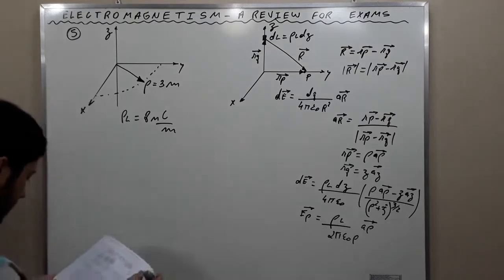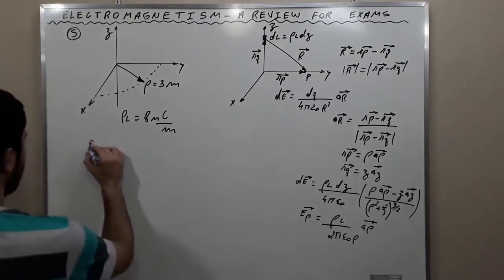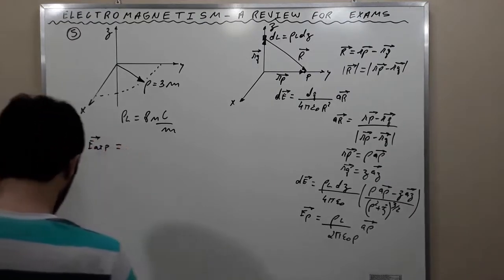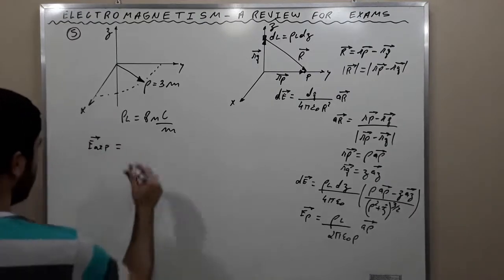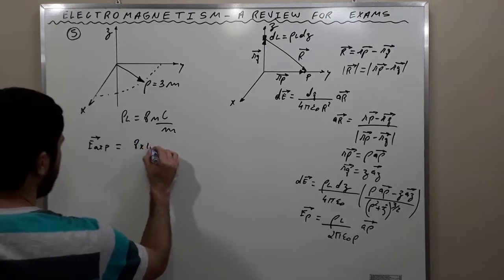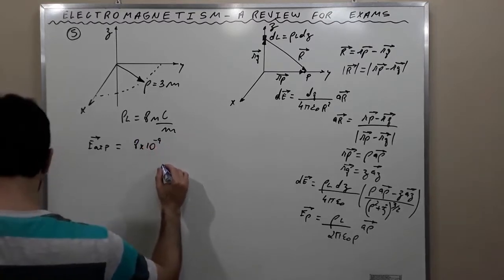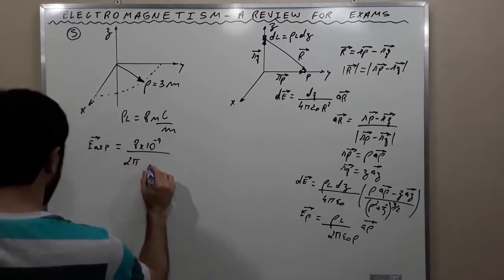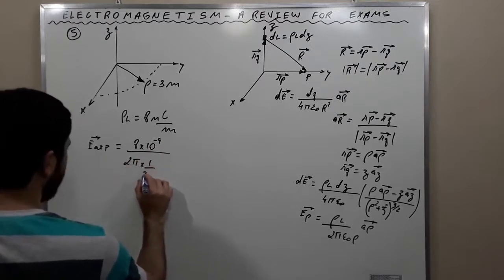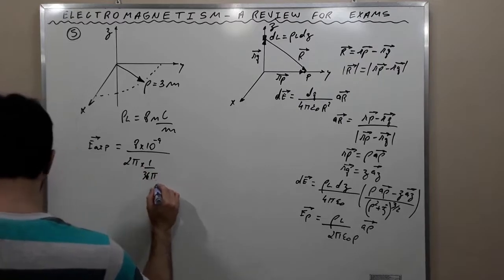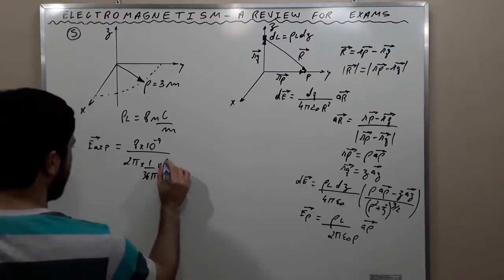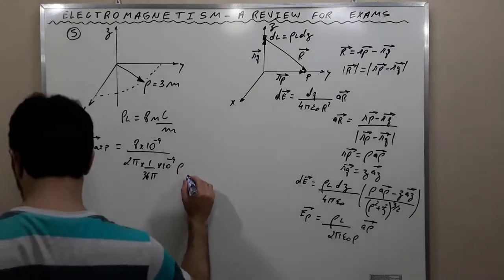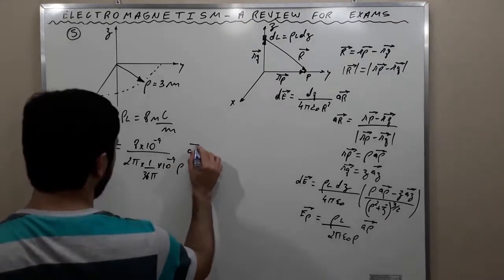Alright? And we are simply going to use this expression here that I just demonstrated to you. And we're going to find that E at P is going to be equal to 8 times 10 to the minus 9 over 2 pi times 1 over 36 pi times 10 to the negative 9, rho a rho.